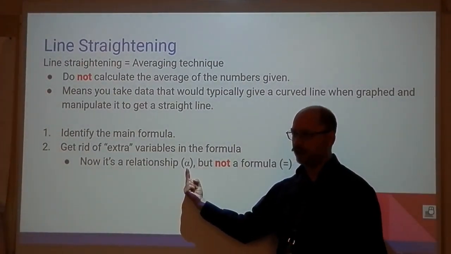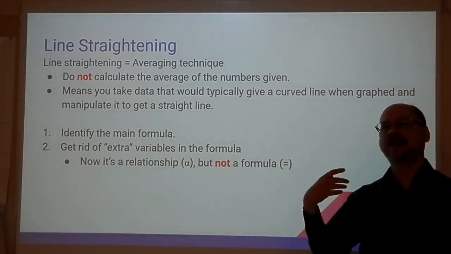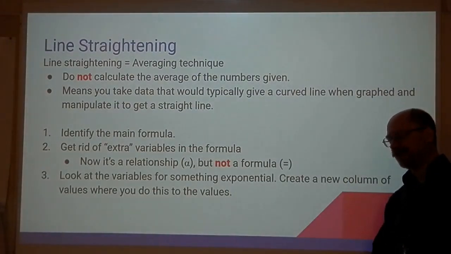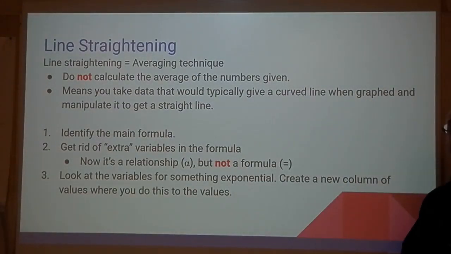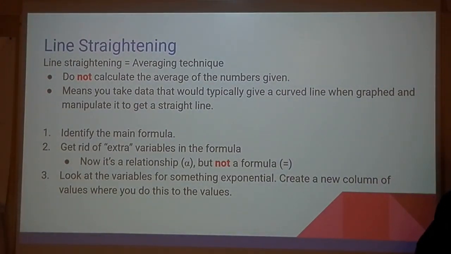It's going to be a relationship with the letter alpha, meaning that we're looking at how things relate to each other. That's all. We look for something that's exponential, something that's being squared or cubed or square rooted or something like that. And great, once we've identified that, whatever variable is being squared, come up with a new column of values that shows those being squared.